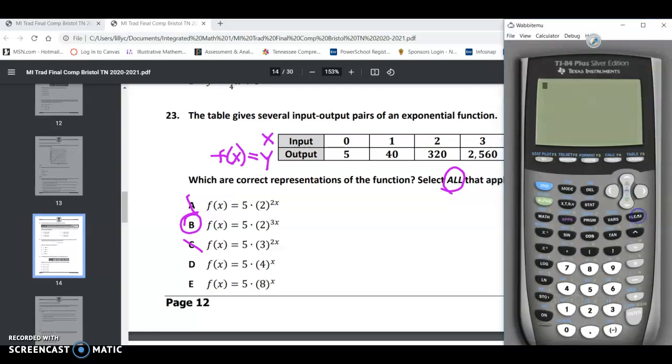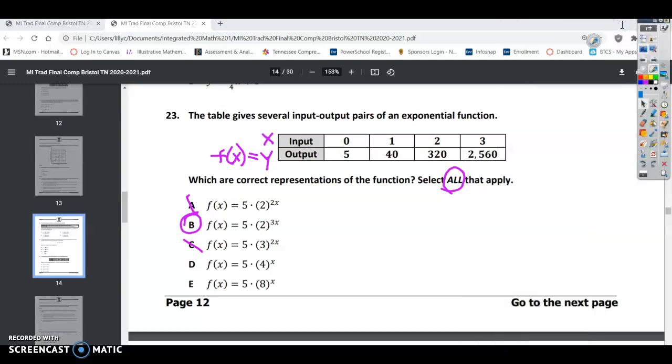All right, so then the next one says 5 times 4, and that one's going to be raised to the x power. So the first x is 0. That's going to be 5. And then 5 times 4 raised to the first power, 20. So that one is not correct. So we can mark this one out. And then we're going to check the last one.